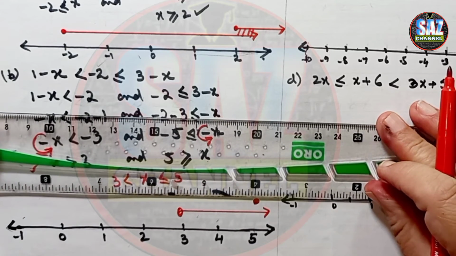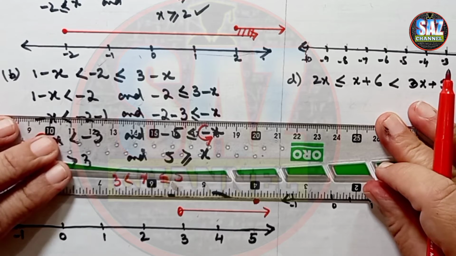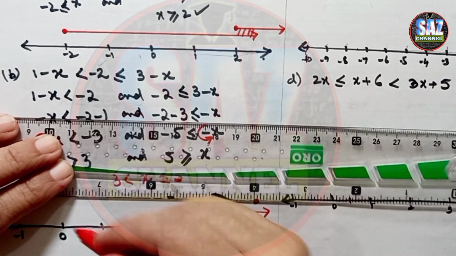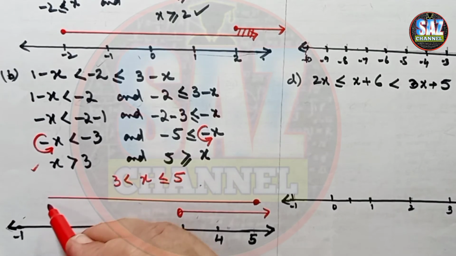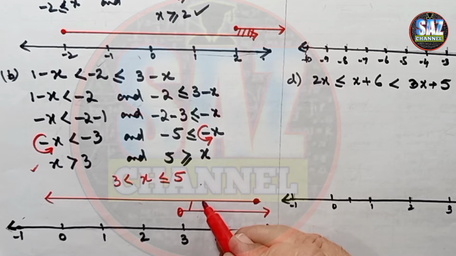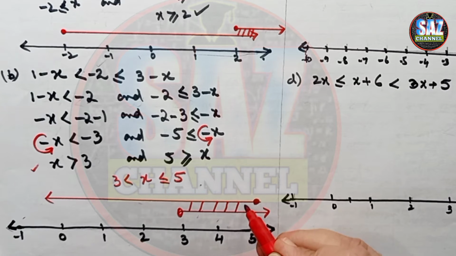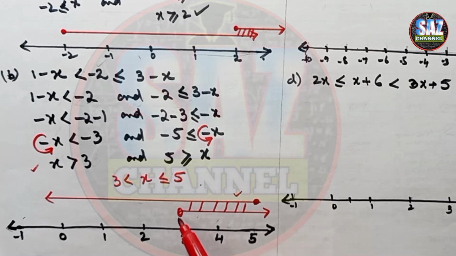So I will be moving from this point towards the left hand side. So the number line will take this form for this situation. Now if we look at the diagram, we can see that this portion is overlapped by both the inequalities. So the range of values of x which will satisfy both the inequalities will be between 3 and 5. I hope you are clear about this question.